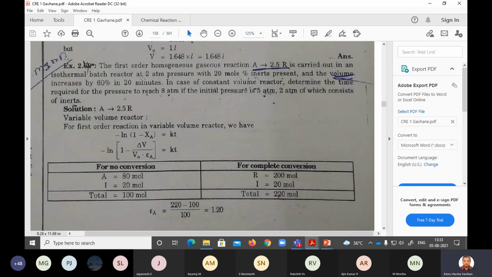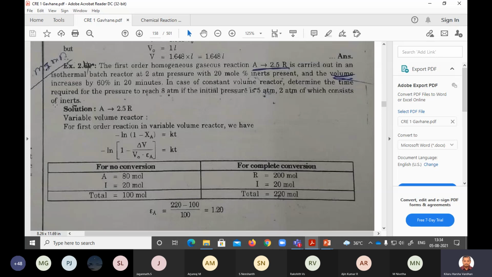With this data, if this reaction is happening in a constant volume reactor, determine the time required for the pressure to reach 8 atmospheres, if the initial pressure is 5 atmospheres, 2 atmospheres of which consists of inerts.